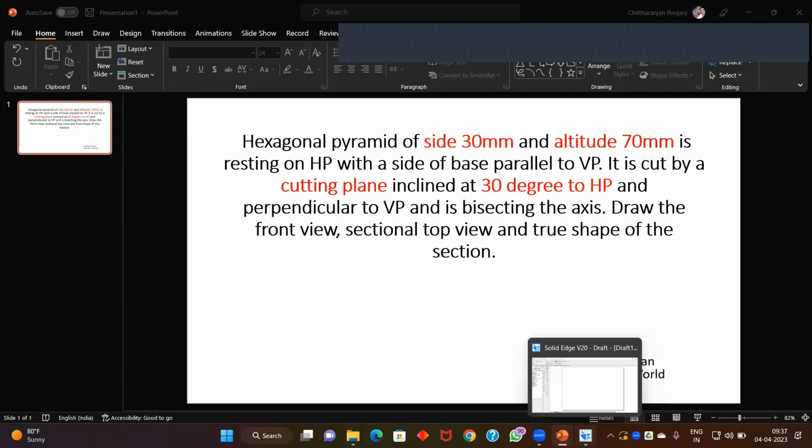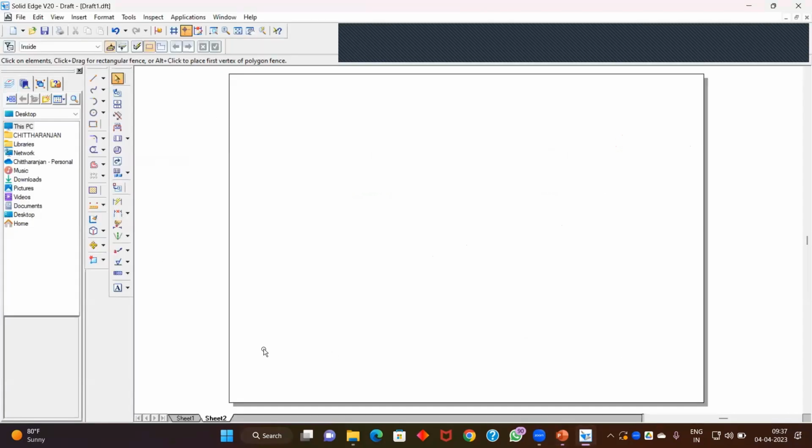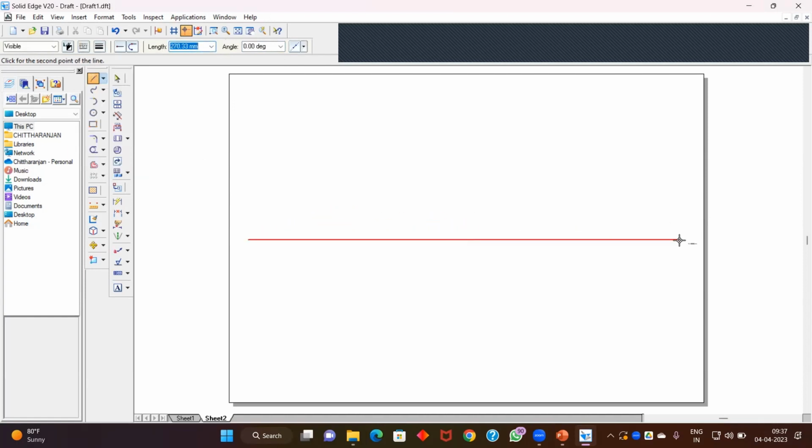So we are going to CAD. This is Solid Edge. Draw an axis of thickness 0.35 mm and it should be a continuous line. And put the names: VP, HP.